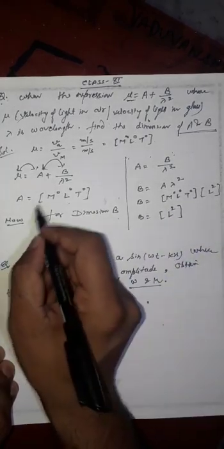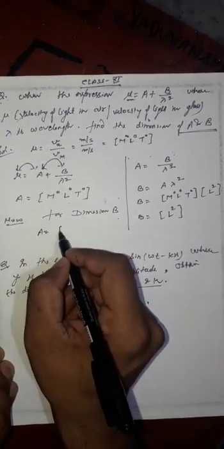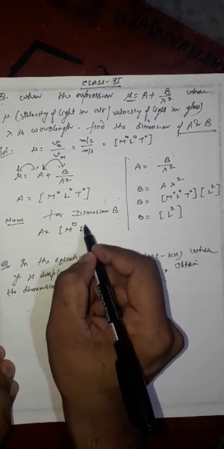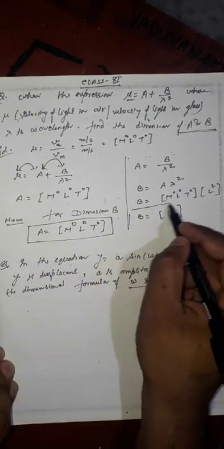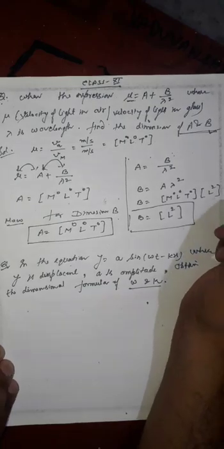So the dimension of a is M0, L0, T0, and the dimension of b is L squared. This is the dimension of a and this is the dimension of b. In the question we had to find the dimensions of a and b.